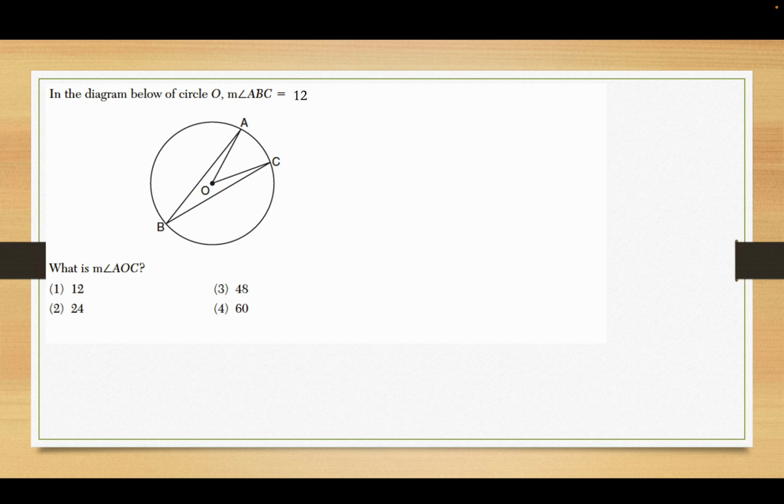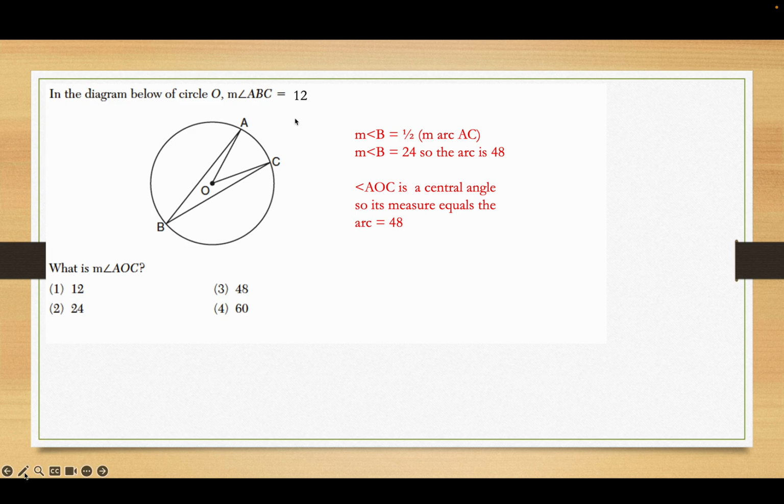Okay, doing a little stop and start here. The correct answer is the measure of angle B is half the measure of arc AC. The measure of angle B is 12. I changed it here. This should say 12, so the arc is 24, which makes the angle 24. And that's the correct answer. So ignore the explanation here.